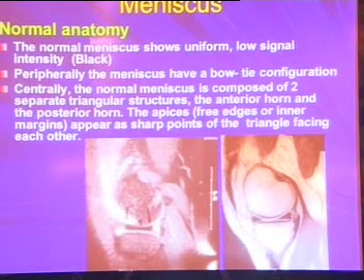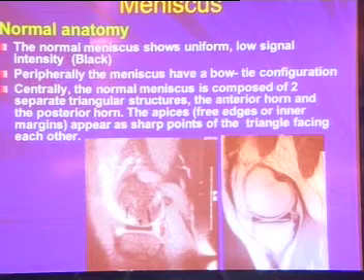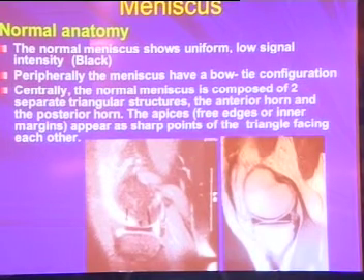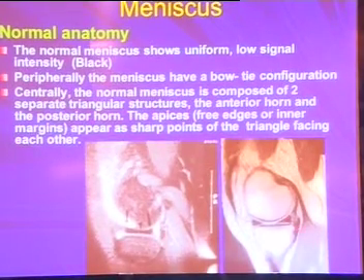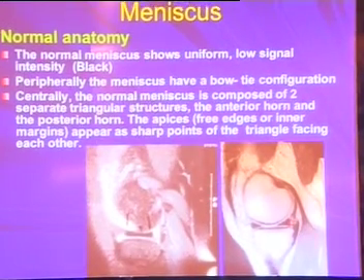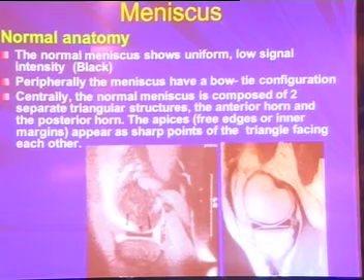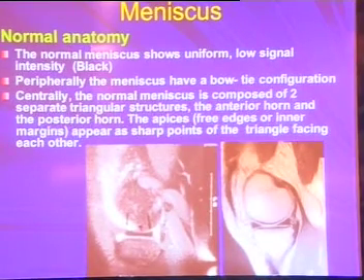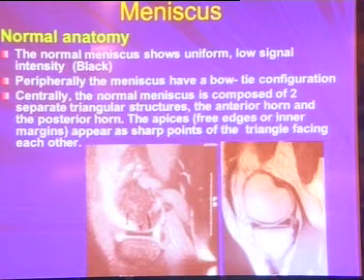The normal meniscus appears as a black structure. In the periphery, it appears in this bow tie configuration, and then as we go towards the center, it separates into triangle pieces. They always appear as black structures because these are made up of fibrocartilage. Fibrocartilage has very little fluid content. That's why.